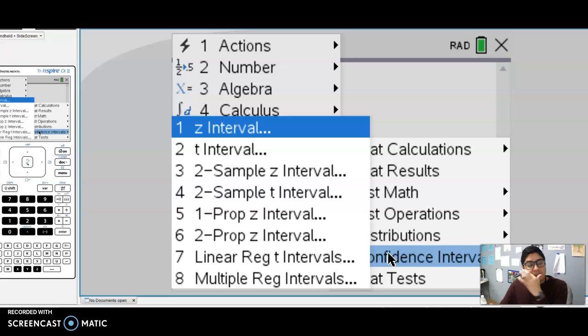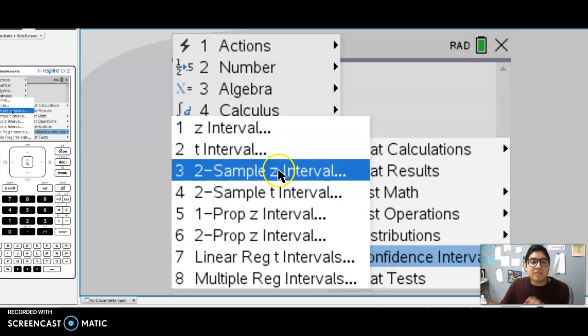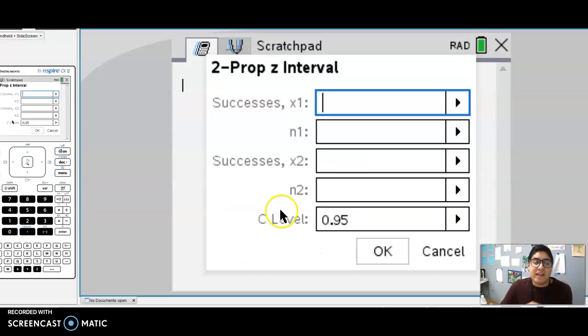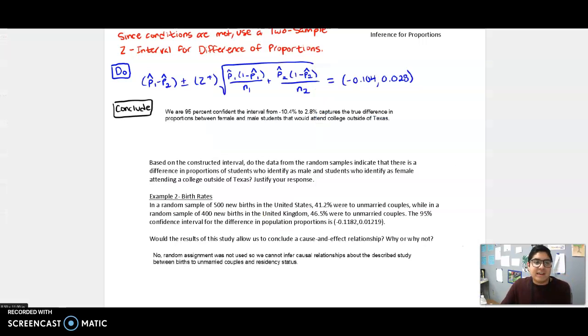And at first, it is easy to think it's a two-sample z-interval, but we're looking at proportions. So we're going to do the two-prop z-interval. Now we know that the proper name is a two-sample z-interval for the difference of proportions. But I'm just going to take my data and I'm going to enter it.